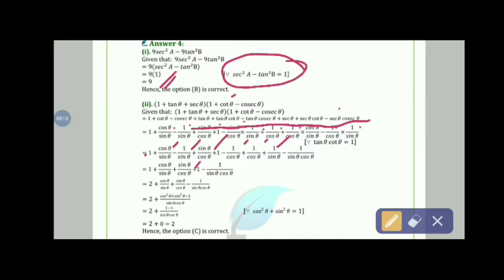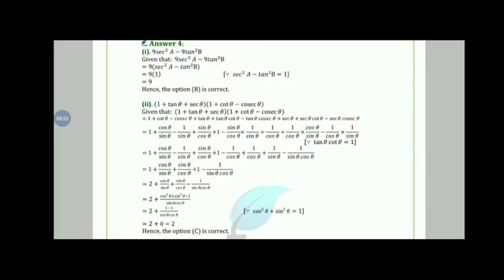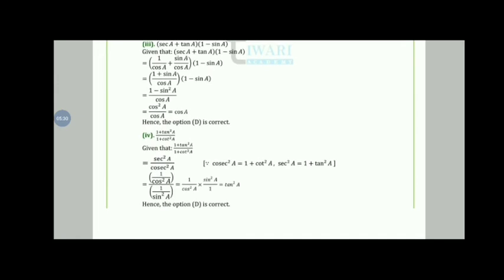So we are solving this by taking the LCM. We get sin theta cos theta as the LCM. So this becomes sin square theta plus cos square theta minus 1. That will be 0 here, because 1 minus 1 is 0. So 2 plus 0 is equal to 2, which is the answer. So C is the correct option. Now looking at the third part.